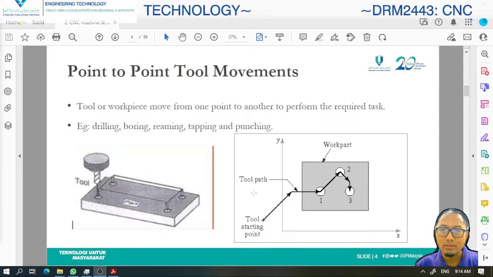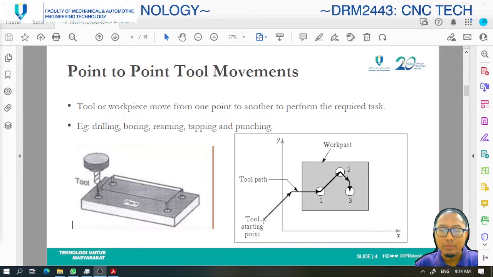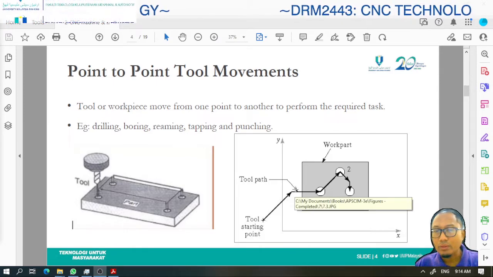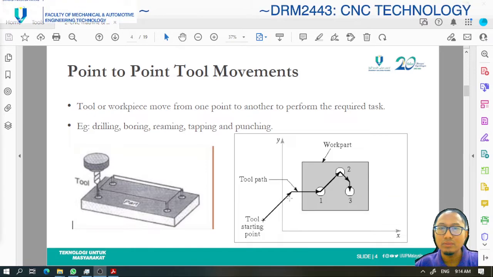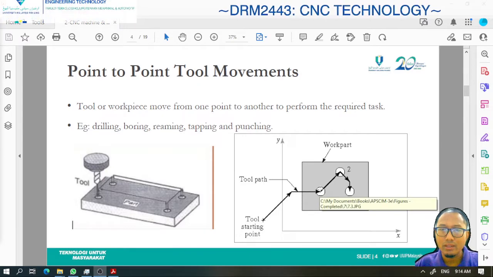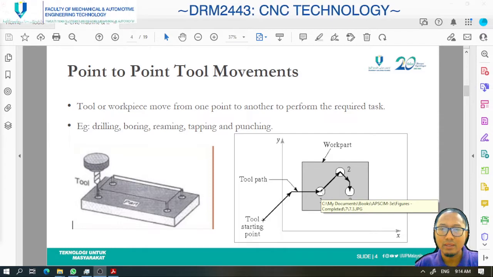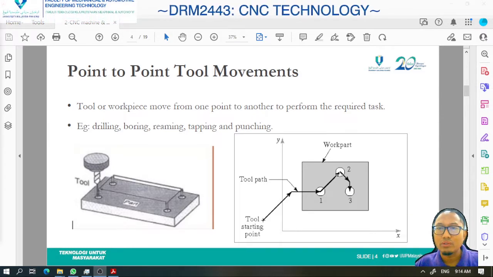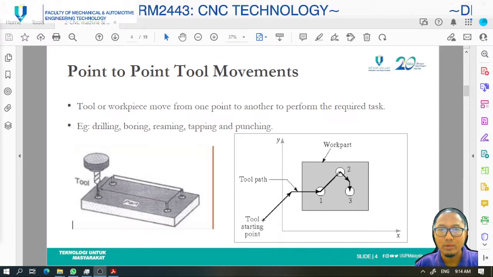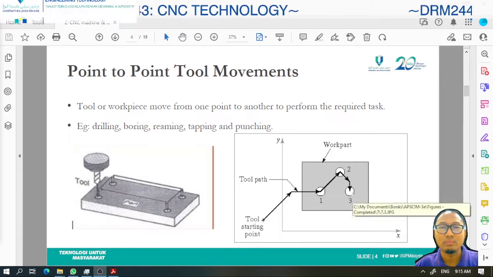Let's take a look at this example here. We have a tool starting point. Basically the MCU is going to control the tool to move along the path without doing any operation, just moving the tool. When it reaches point number one, it will do the drilling or boring. After finishing the first task at the first point, it will move to the next point, point number two, and do whatever task is required, drilling or whatsoever, and then once completed, move to point 3 and the next one.